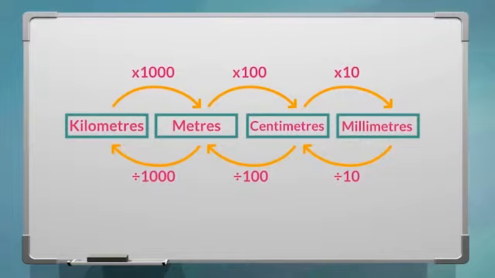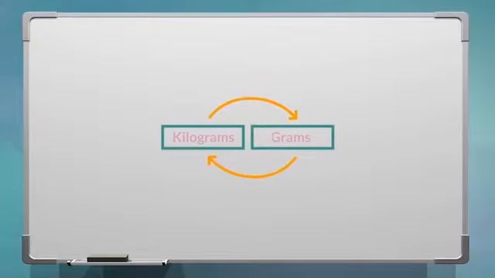Let's have a look at grams and kilograms. To change grams into kilograms, we divide by 1000, and the opposite for the other way around. So for kilograms to grams, we just multiply by 1000. This is exactly the same for millilitres and litres. To turn millilitres into litres, we divide by 1000, and to turn litres into millilitres, we multiply by 1000.